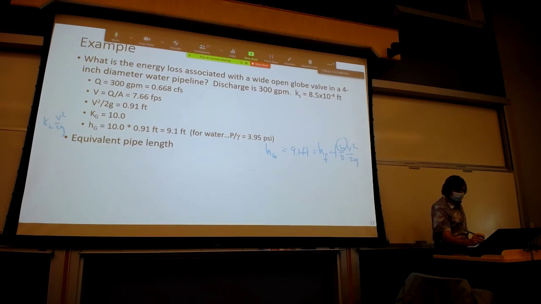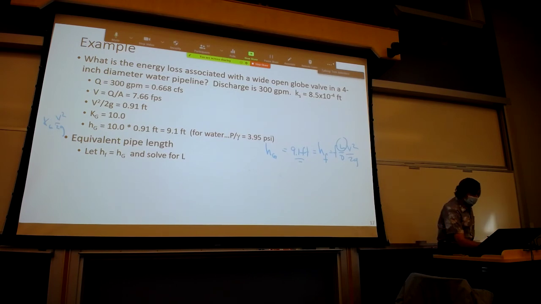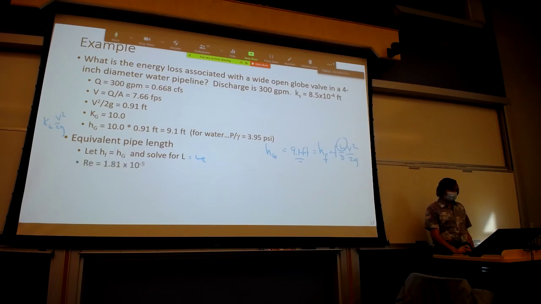So basically, now that we have the 9.1 feet, what we're going to do is let the friction loss be equal to the loss of the globe valve, and just solve for the equivalent pipe length, which is known as LE, by using the Darcy-Weisbach equation.